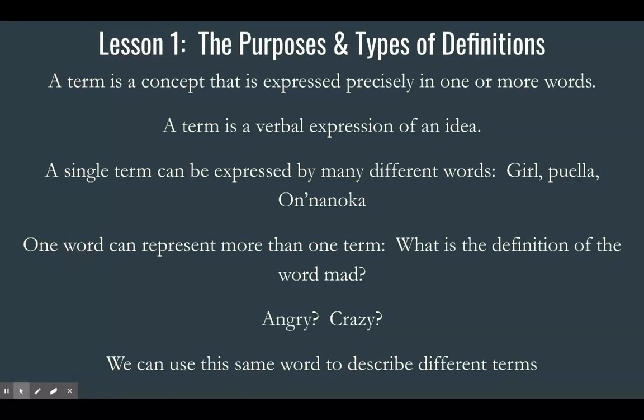We have to use words to communicate, and we communicate in terms. We take ideas and we express them verbally, and that's what a term is. Terms are verbal expressions of an idea. Terms can be expressed by different words. The idea of a young female can be expressed by the words girl, or other words, and one word can represent more than one term.